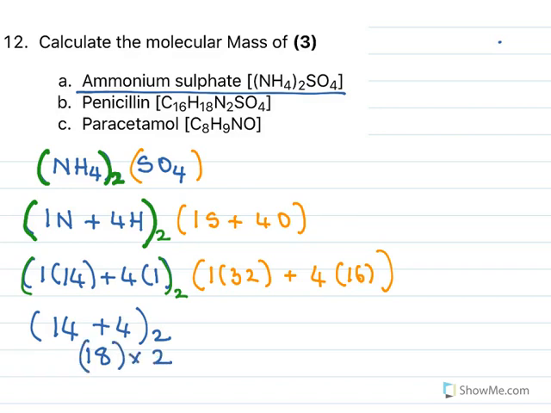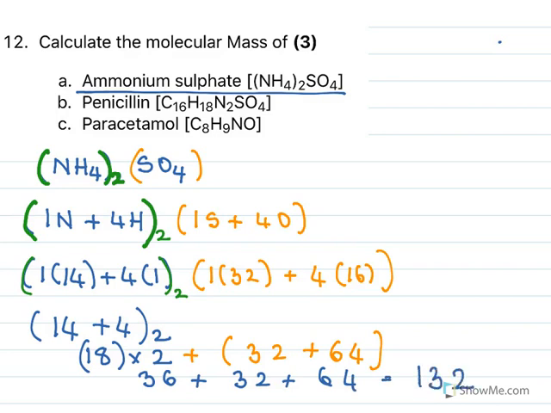18 into 2 plus, here we have 32, 16 into 4, which is 64. So the total here becomes 18 into 2 is 36 plus 32 plus 64, and here is 132 gram. That will be the molecular mass of ammonium sulfate.